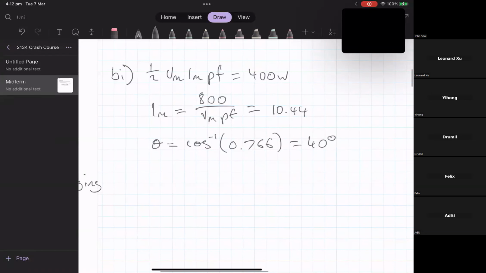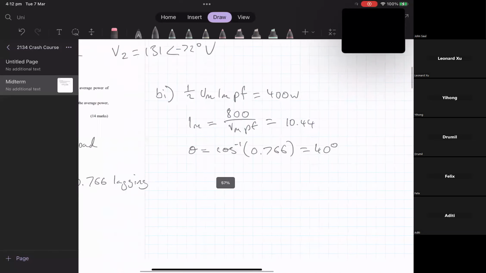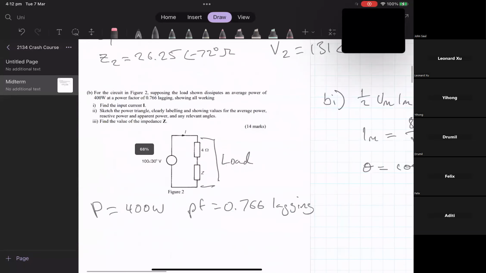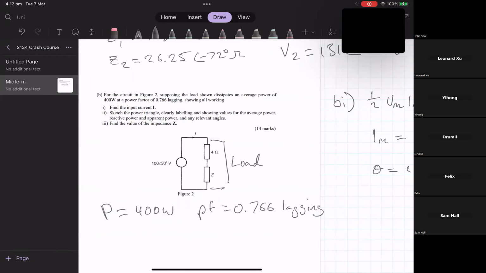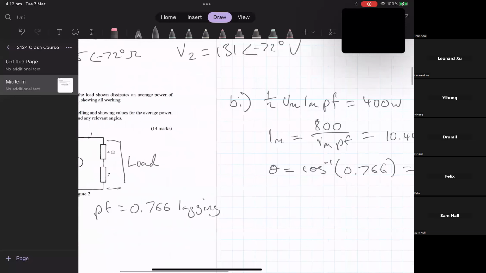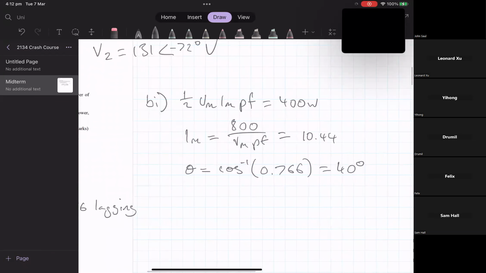Does anybody know if this is positive or negative 40 degrees? That's an important thing to note. So looking back at the question, we have a lagging power factor. So what does that say about the angle? Negative is for a leading power factor.